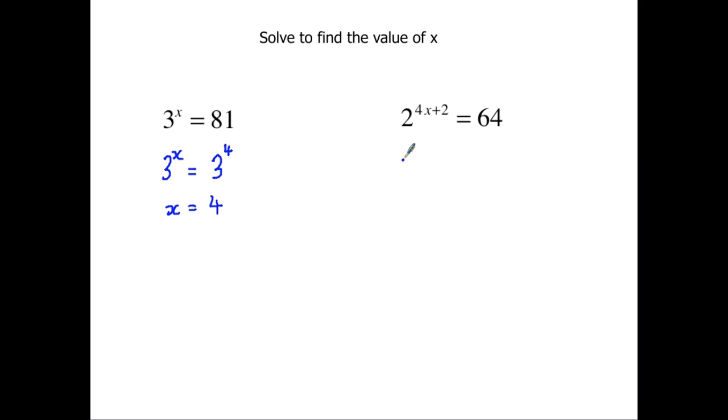So again, here we've got this left-hand side written using the base of 2. So now we'll try and write this as 2 to the power of something. Well, 64 is 2 to the power of 6. So we'll write it like this. And now since they're both powers from the same base, we can just say, well, I know 4x plus 2 must equal 6. So from there we can solve that. Subtracting the 2, we get 4x equals 4. So x must be 1.